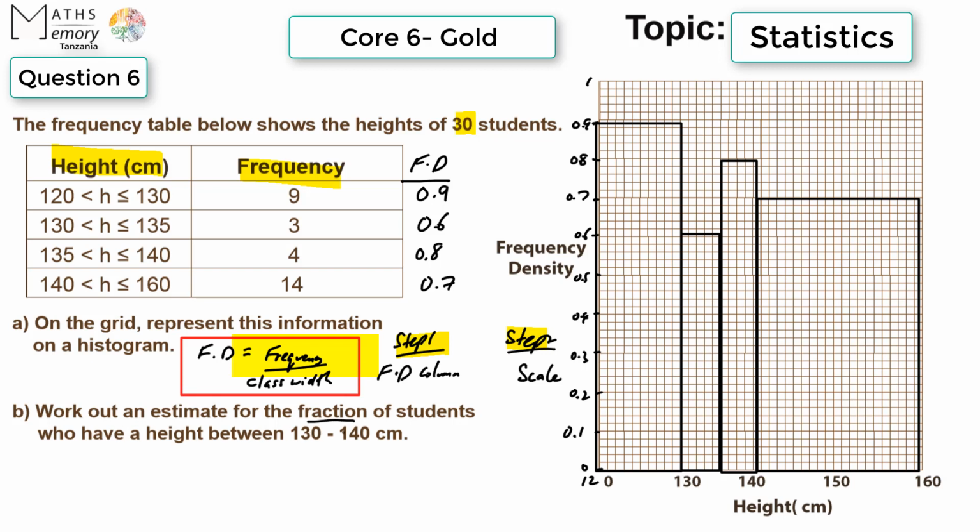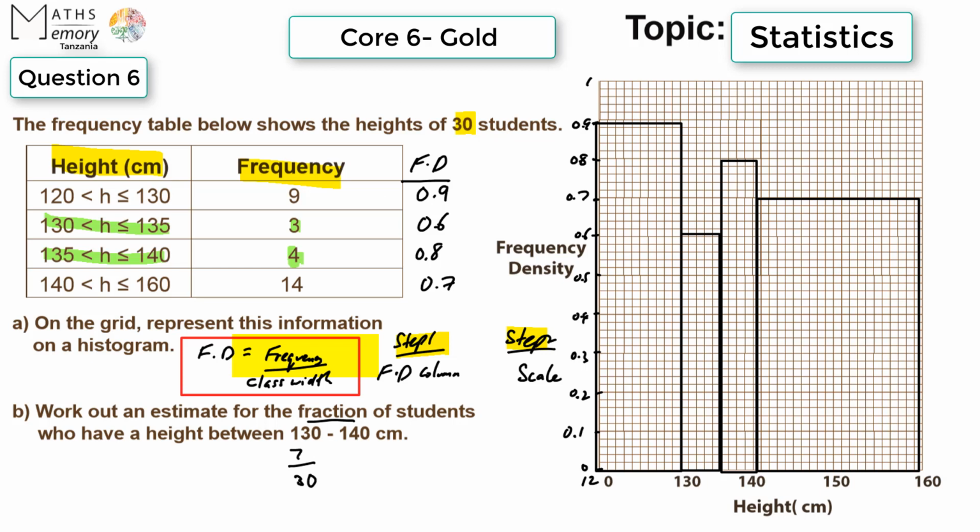Now part B, work out an estimate for the fraction of students who have a height between 130 and 140 centimeters. So if we look back at the question, fraction, we could say a probability, 130 to 140. So we want to look at these 2 class intervals over here, 3 and 4. So the total is 7 students who have a height between 130 and 140. Altogether, if you look at the original question, 30 students altogether. So basically, it'll be 7 over 30. That would be a final answer for that one.